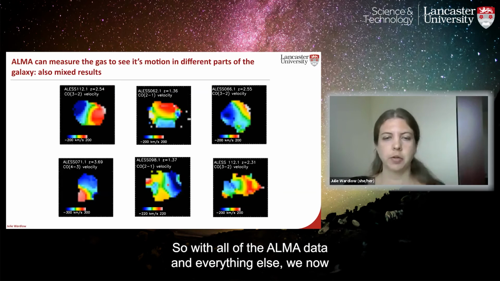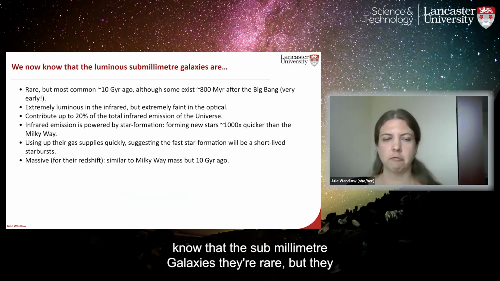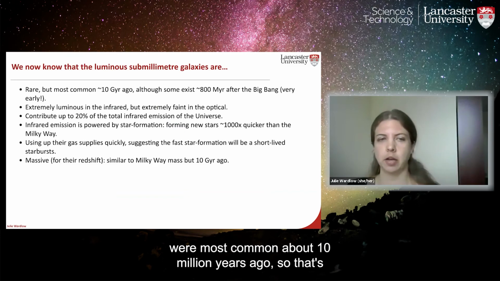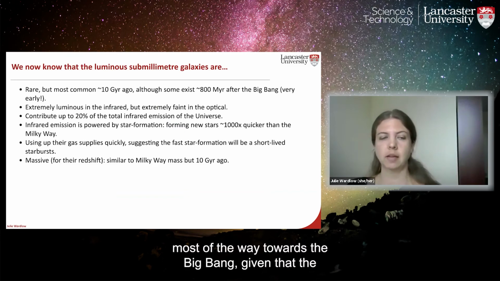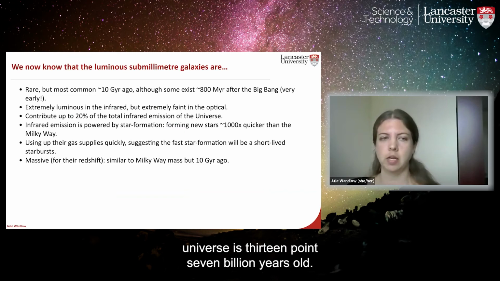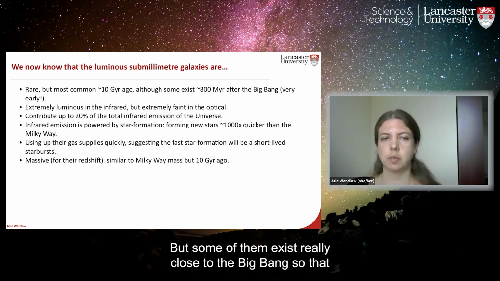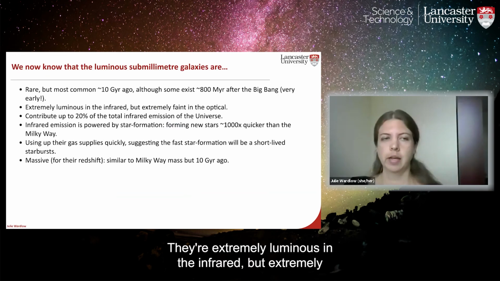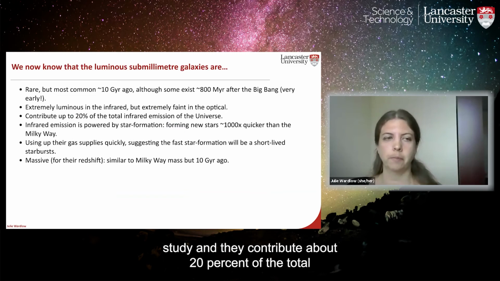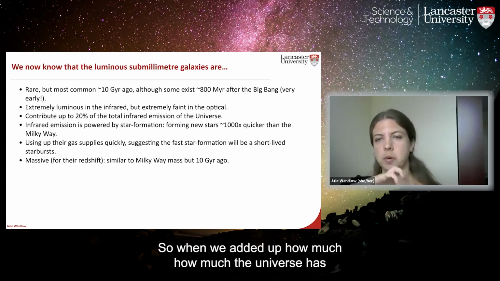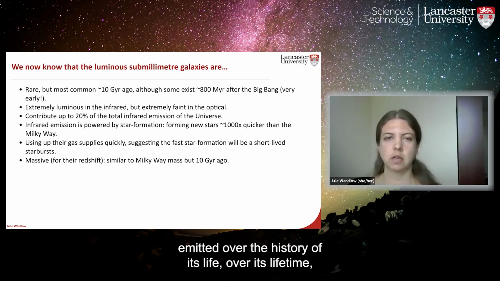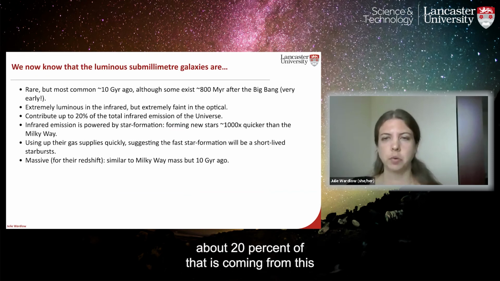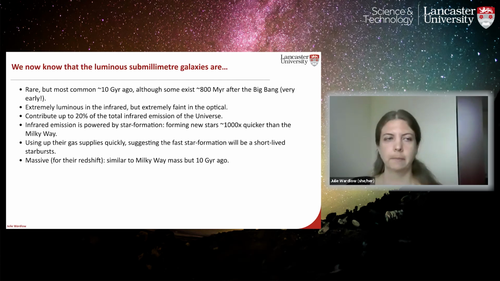So with all of the Alma data and everything else, we now know that these submillimeter galaxies are rare, but they were most common about 10 million years ago. So that's most of the way towards the Big Bang, given that the universe is 13.7 billion years old. But some of them exist really close to the Big Bang, so that we see some of these galaxies up to 800 million years after the Big Bang. They're extremely luminous in the infrared, but extremely faint in the optical, so that can make them difficult to study. And they contribute about 20% of the total infrared emission of the universe. So when we added up how much the universe has emitted over its lifetime, about 20% of that is coming from this class of galaxies.